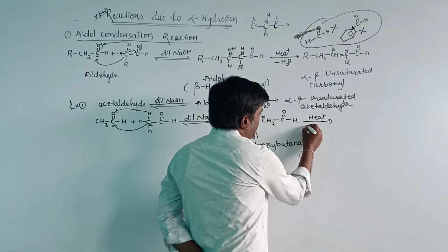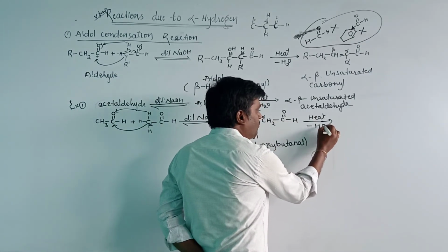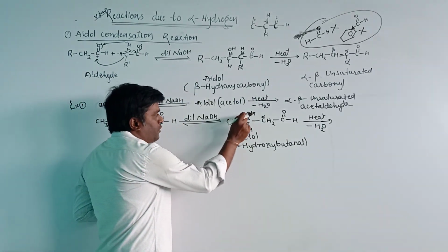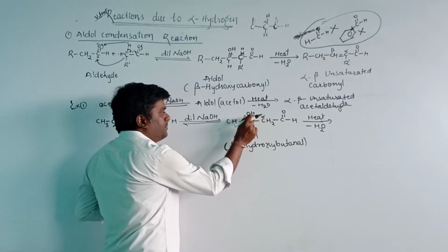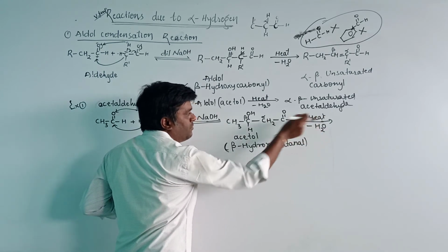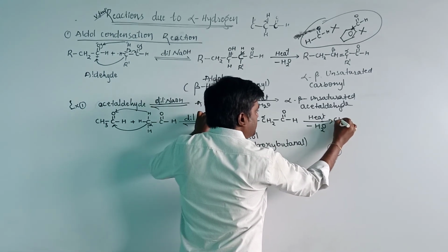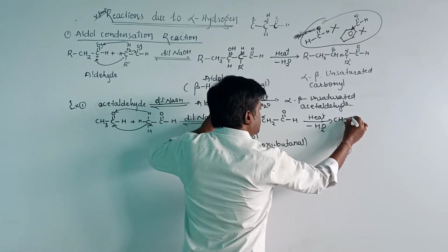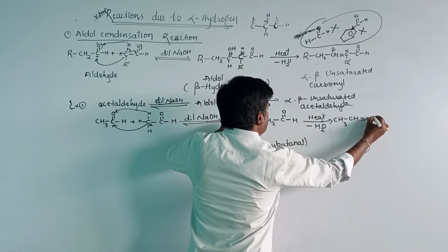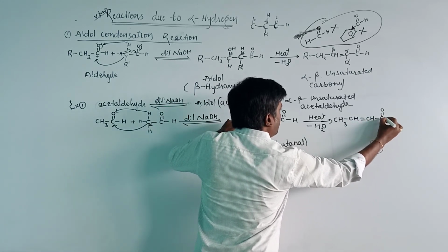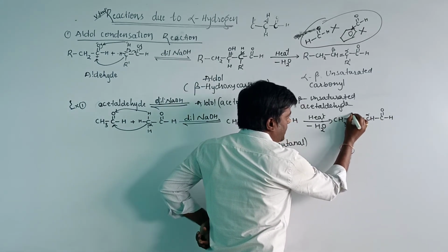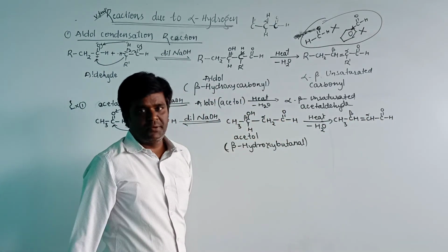On heating, the elimination of water will take place, that is, the condensation of water will take place. The OH group from the beta carbon atom combines with the hydrogen of an alpha carbon atom and is eliminated in the form of water, and the remaining part is CH3 CH double bond CH CHO. Here the first one is the alpha carbon atom and this is the beta carbon atom.